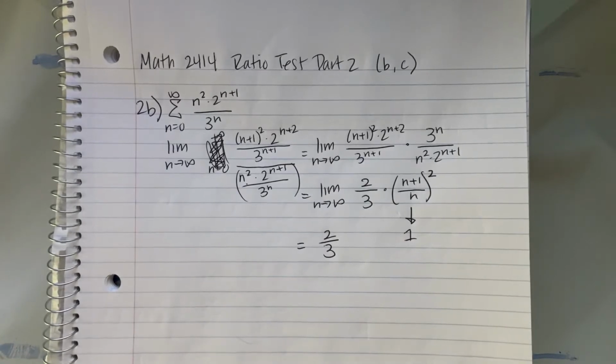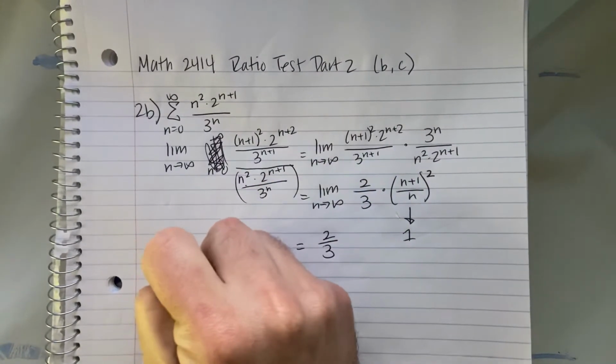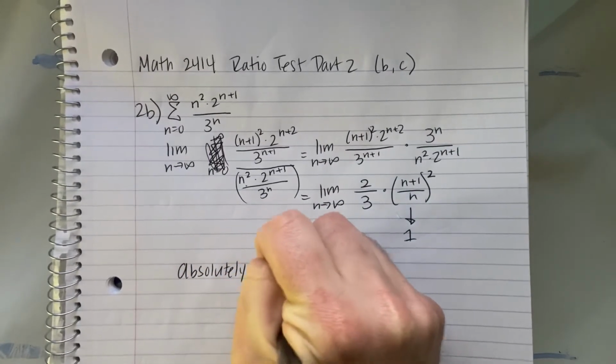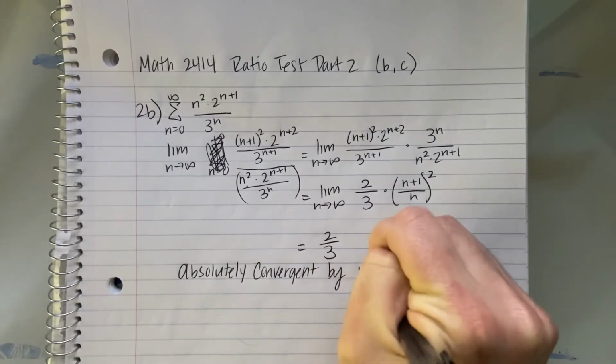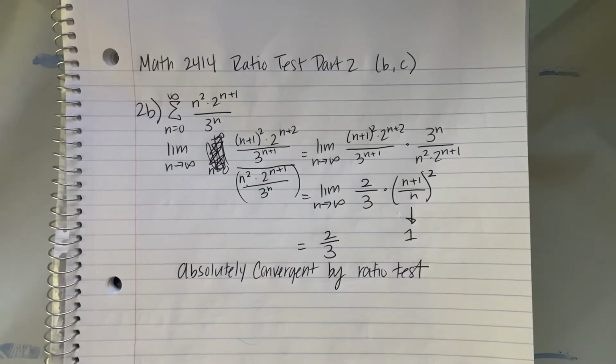So again, is that less than 1, equal to 1, or greater? If it's equal to 1, it's inconclusive, but if it's less than 1, this is absolutely convergent by the ratio test. So that one's not too bad.